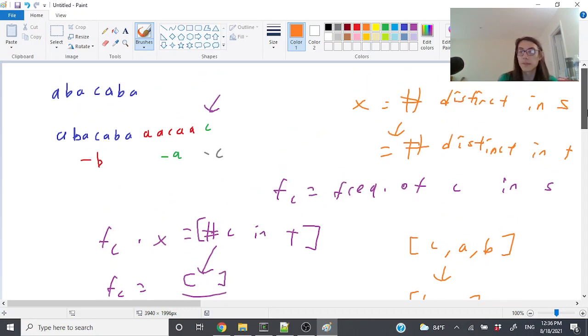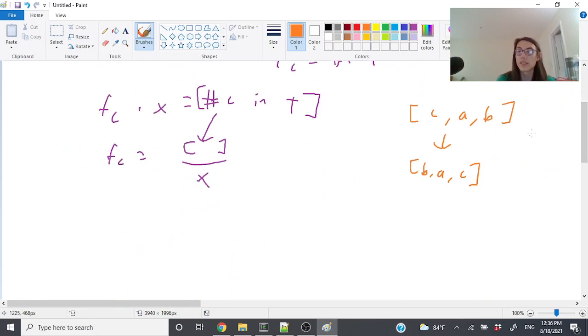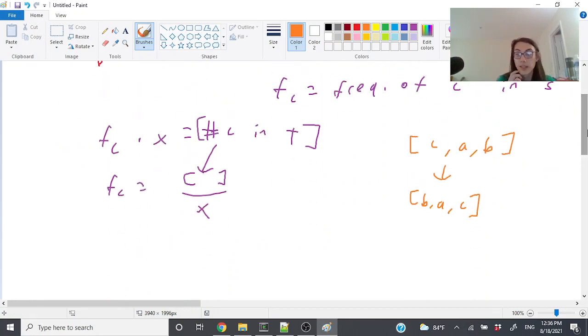So the algorithm turns out to be simple for finding the order. Go backwards through the string, and every time we get a new character, append that to the end of the reverse order, then reverse it at the end.